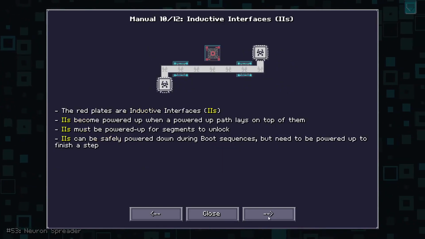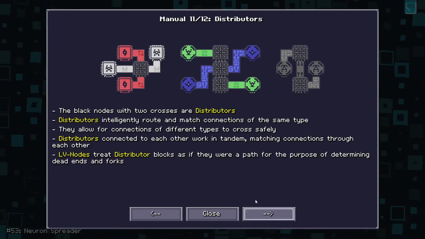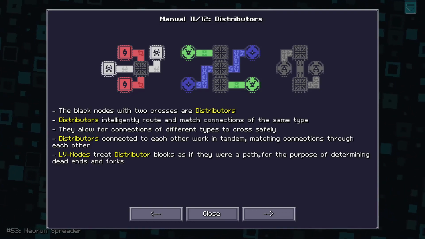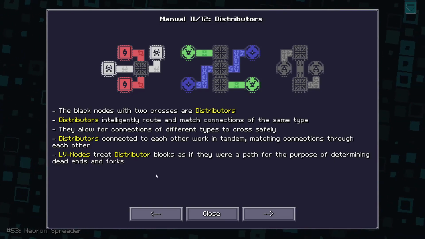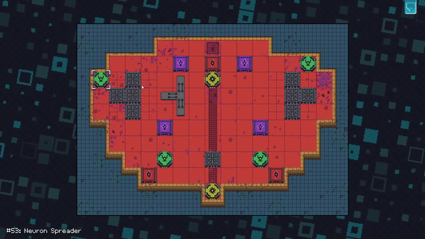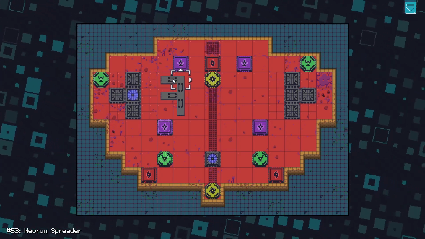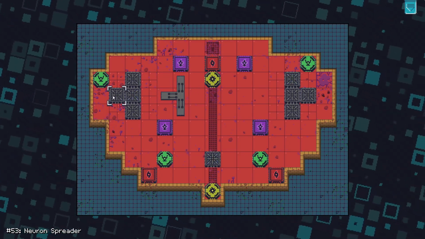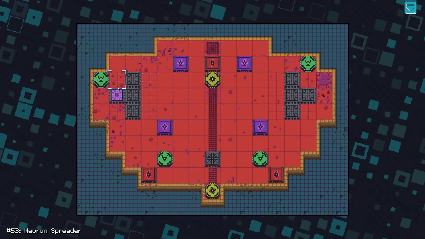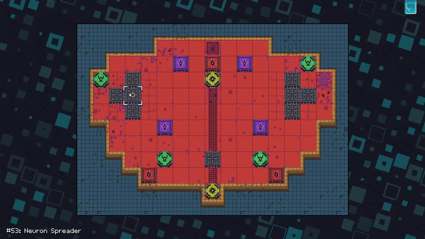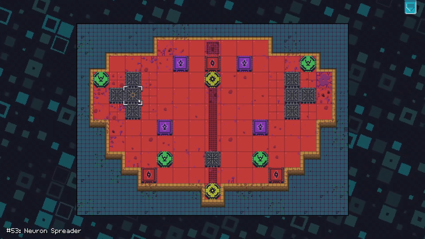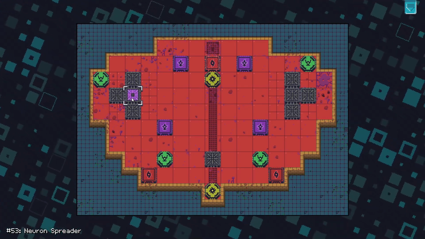I want to see if the manual spells it out more explicitly. "LV nodes treat distributor blocks as if they were a path for the purpose of determining dead ends and forks." Yes, okay. So just think of this as that, and connecting to a wire of that shape. Therefore, it definitely has a fork or dead end, and I can't use it. Okay, so any green cannot ever connect to either of these. So green is dodging those entirely.